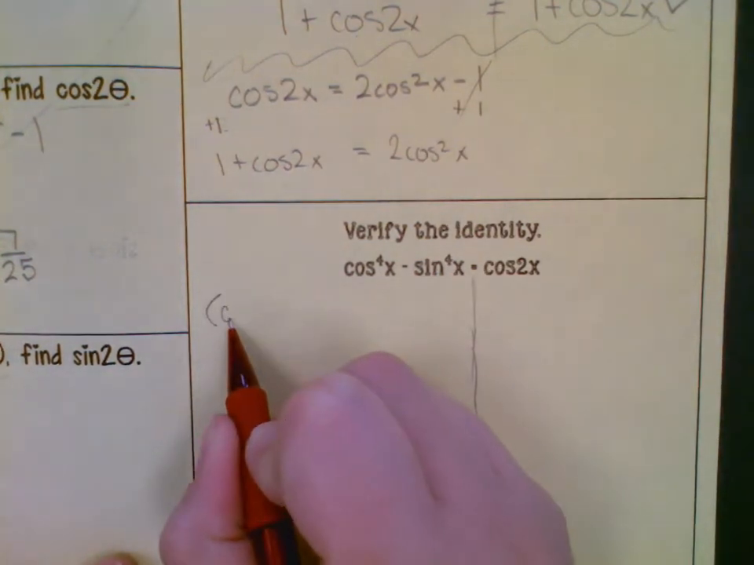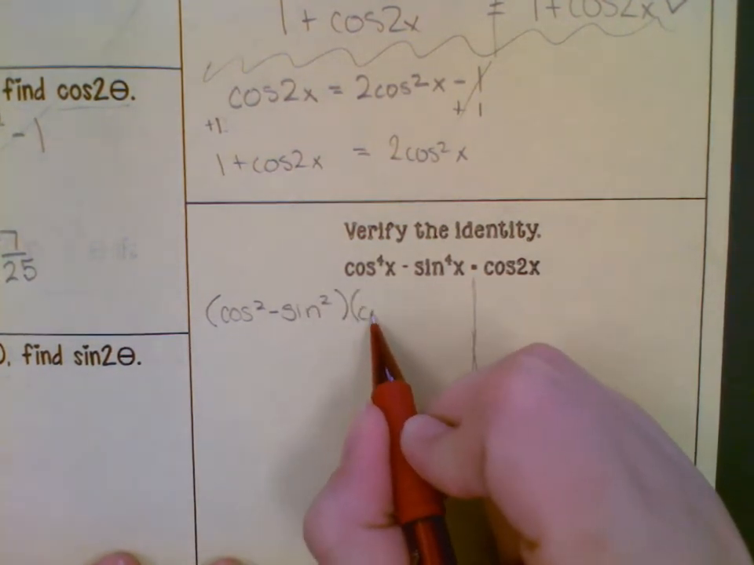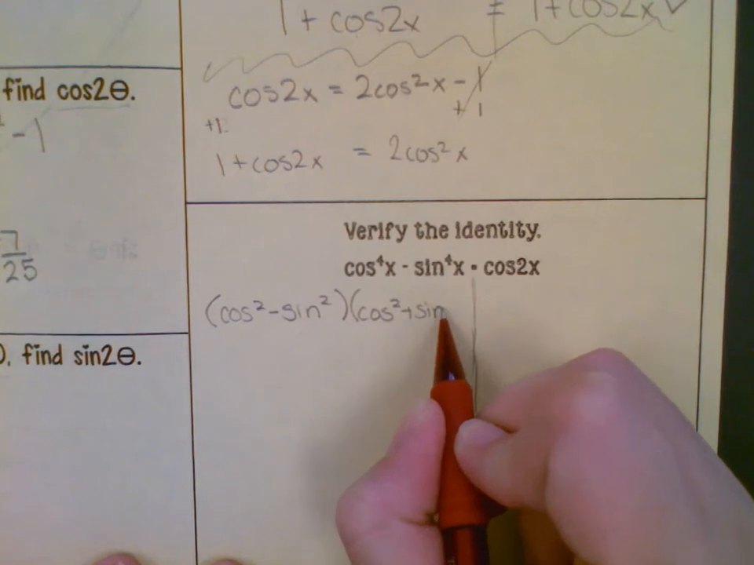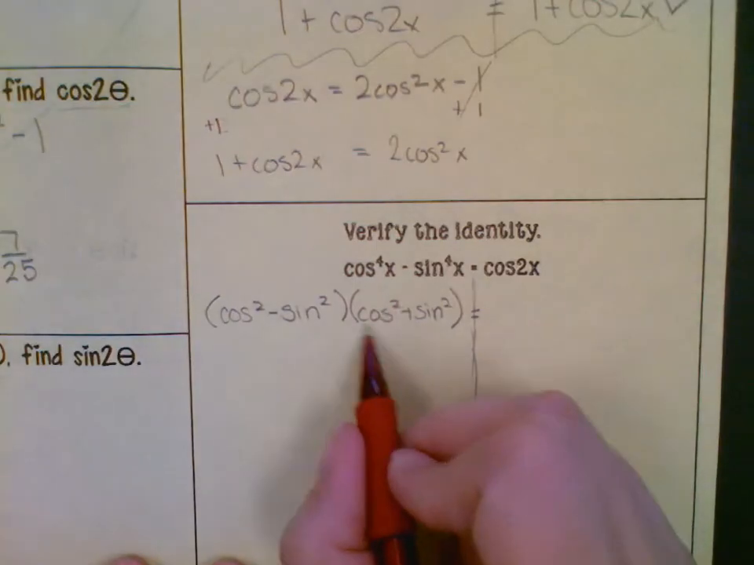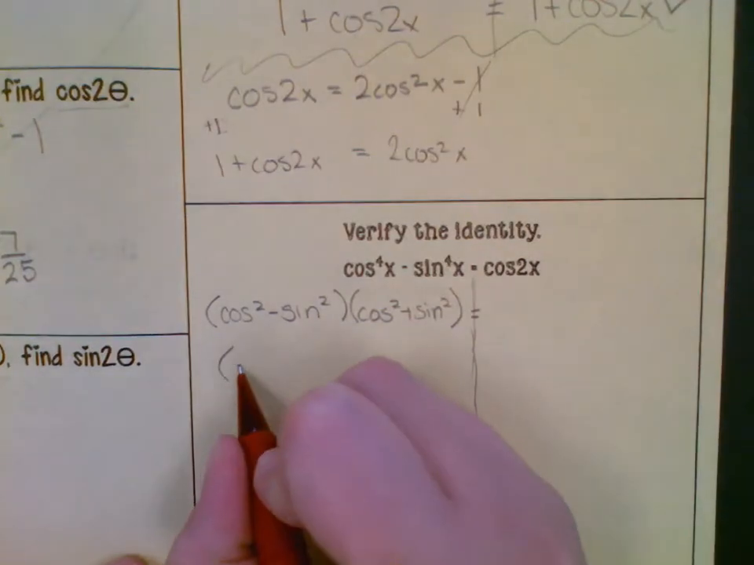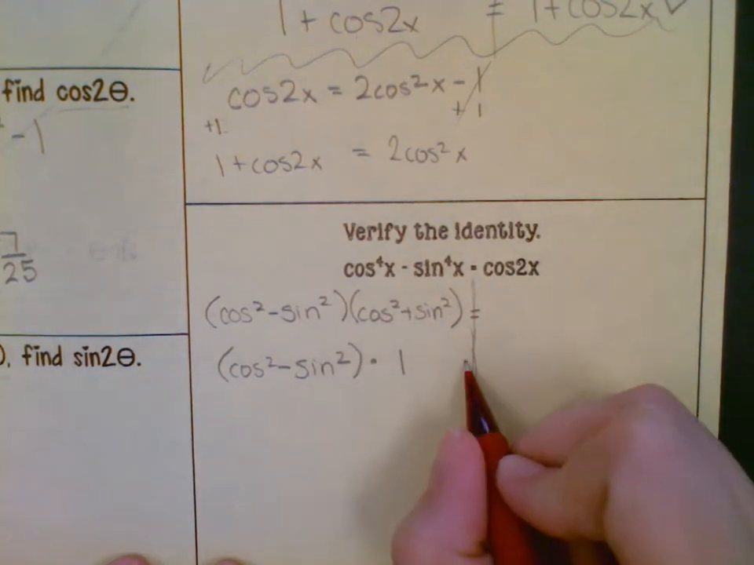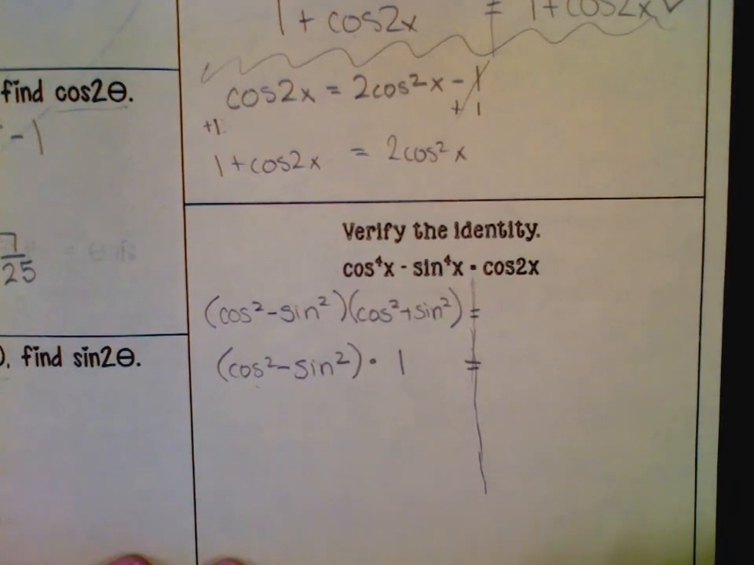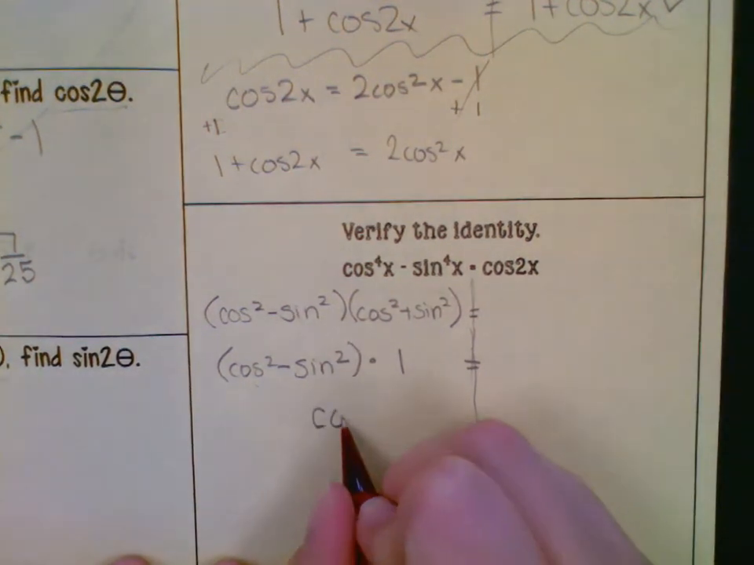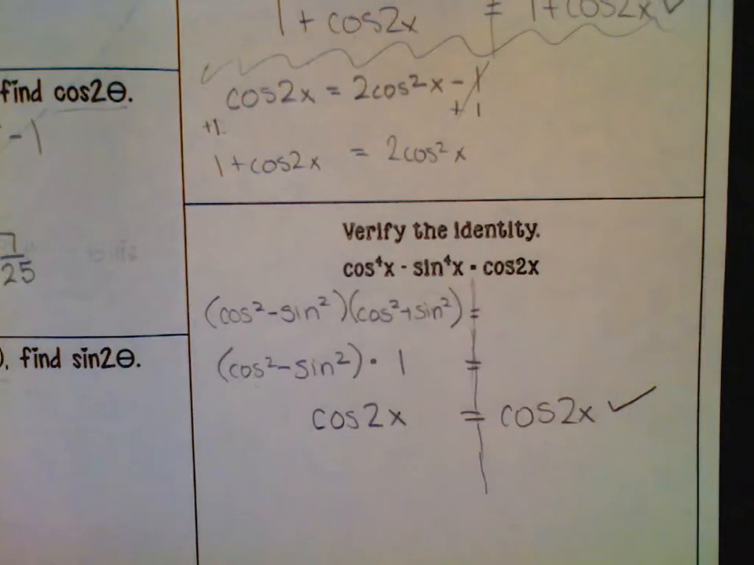So we'd have cosine squared minus sine squared times cosine squared plus sine squared. So what do you think we can do from here? Very good. This right here is 1. So if we change that to 1, we'd have cosine squared minus sine squared times 1. So we really just have cosine squared minus sine squared. And if you look on your identity sheet, that equals cosine of 2x. So cosine of 2x equals the cosine of 2x. And that's it.